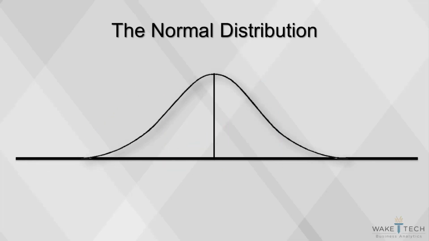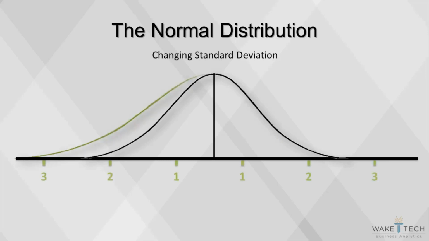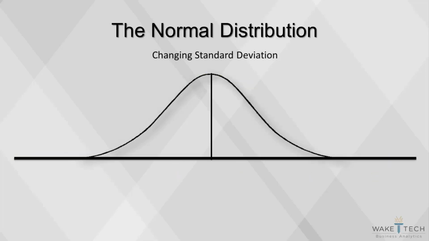By changing how spread out the standard deviations are, the curve also changes. Standard deviations can be spread out wider or closer together. Therefore, there are really many normal distributions, not just a single one. The normal distribution is a two-parameter family, where the two parameters are the mean and standard deviation.